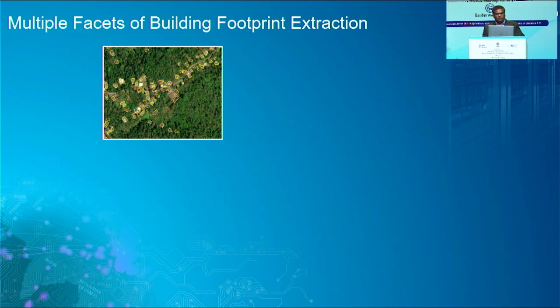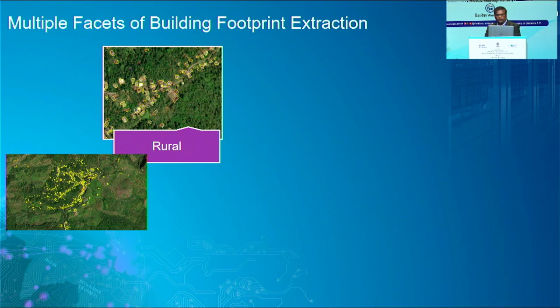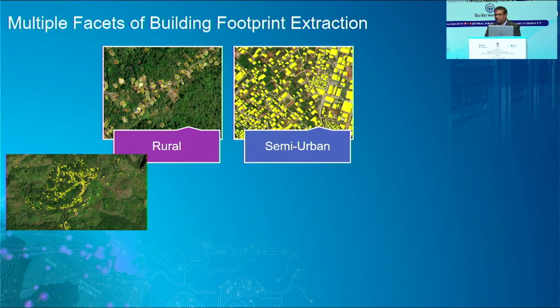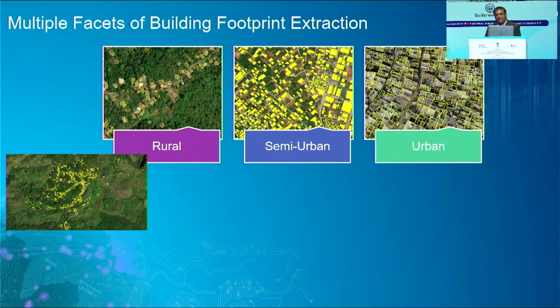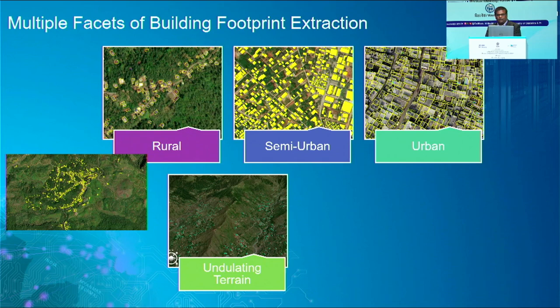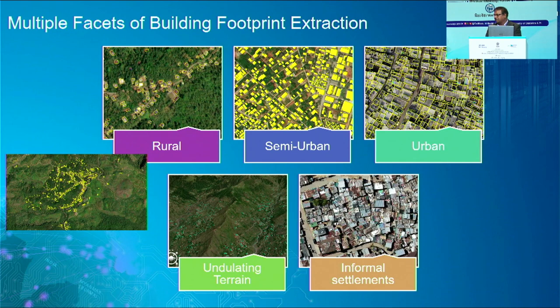So there are multiple facets of building footprint extraction. You can see this is rural. Then you have a semi-urban scenario, and then you have an urban scenario. I'm sure you would have seen this in many satellite images, how the scenario is changing. And then you have undulating terrain. And then you have informal settlements. That's another risk. Areas like Dharavi or other slums, where the classification of buildings could be very challenging.